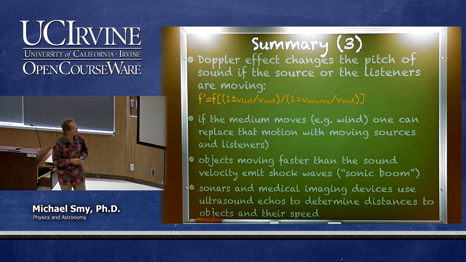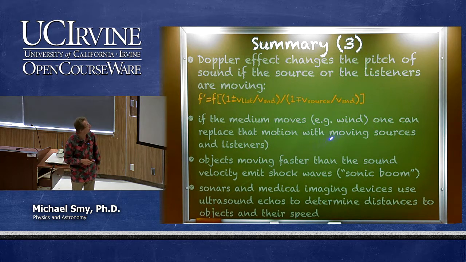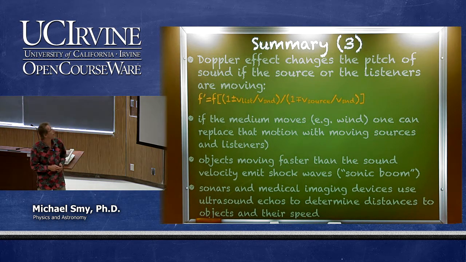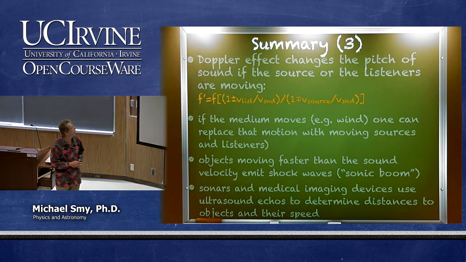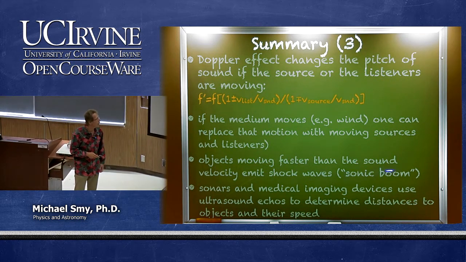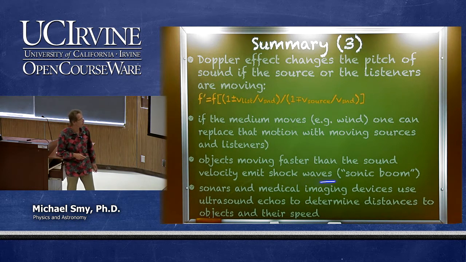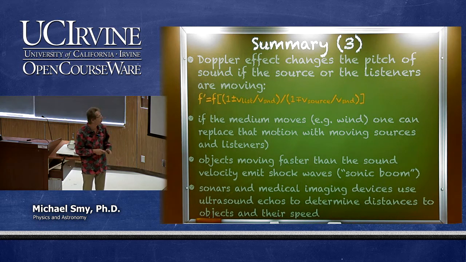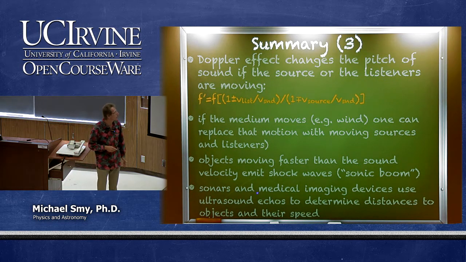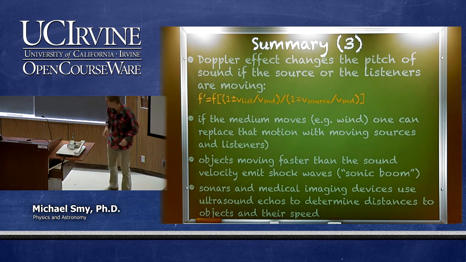If the medium moves, for example, if one has wind, one can reduce that motion, assuming that the source, by changing the motion of this source and listener. Because of the principle of relativity, one can always add a constant velocity to all 3 parts of the system, meaning listener, source, and medium. Objects that move faster than the sound velocity emit shock waves, so-called sonic booms. And sonars and medical imaging devices use ultrasound echoes to determine distances to objects and their speed.